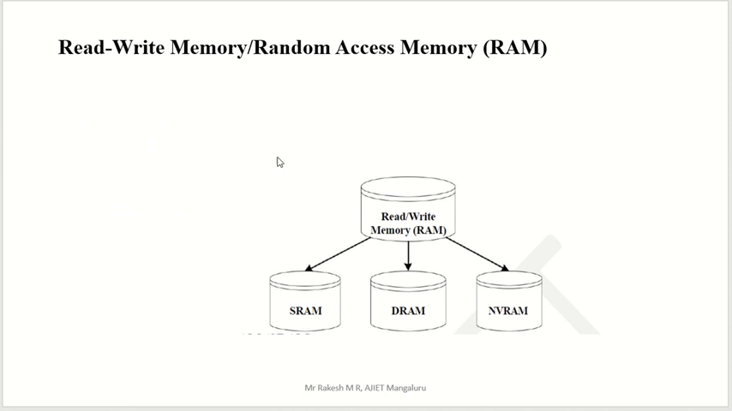Next type, ROM is over. Next we have to go for another type, that is RAM. ROM is non-volatile. Once you program, you can't delete that. That is permanent. There we have different types also, erasable, electrically erasable, like that. This is another type, read write memory, random access memory, that is RAM.